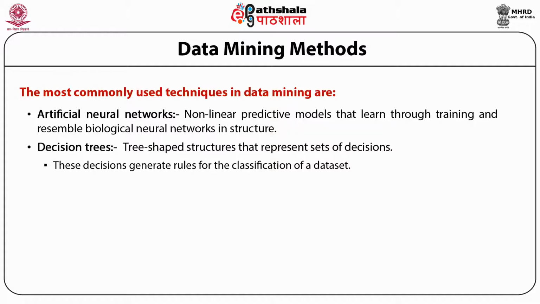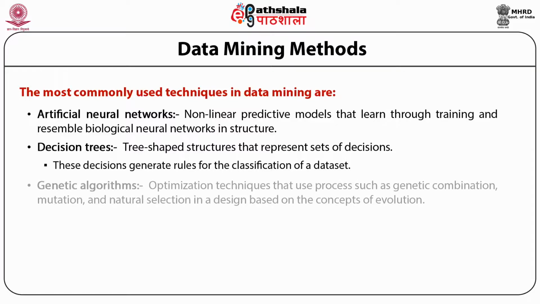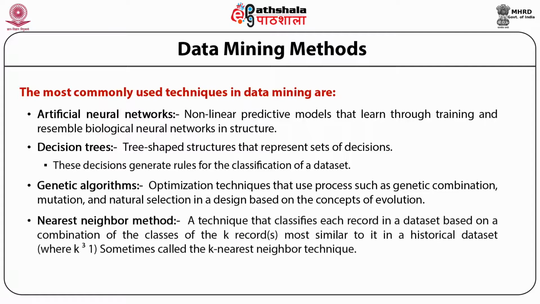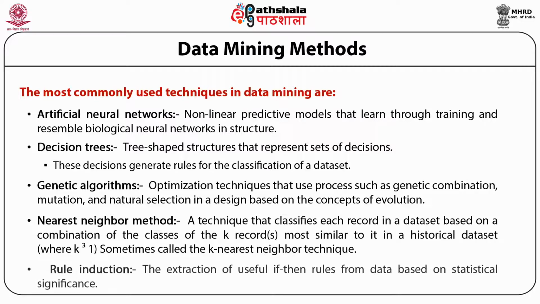The third technique in data mining is the genetic algorithm, an optimization technique that uses processes such as genetic combination, mutation, and natural selection in a design based on the concept of evolution. The next method is the nearest neighbor method, a technique that classifies each record in a database based on a combination of the classes of the K records most similar to it in a historical dataset, sometimes called the K nearest neighbor technique. Lastly, rule induction, the extraction of useful if-then rules from the database based on statistical significance.